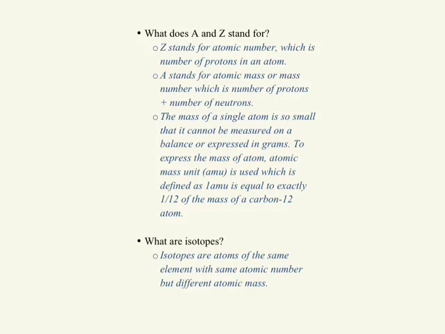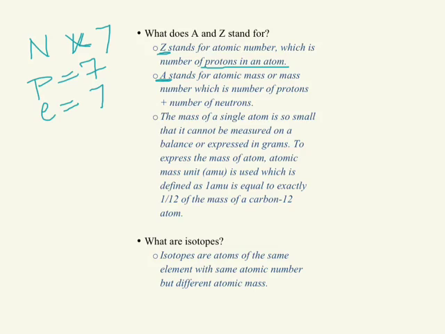What does A and Z stand for? Z stands for atomic number. And what is that? That is the number of protons in an atom. For example, let's take nitrogen. If you look in the periodic table, nitrogen's atomic number is 7. 7 atomic number means it has 7 protons. And since it's a neutral atom, then the number of electrons will also be 7.